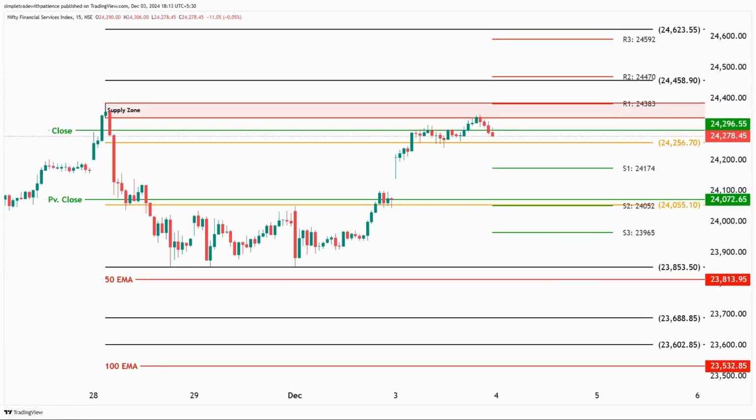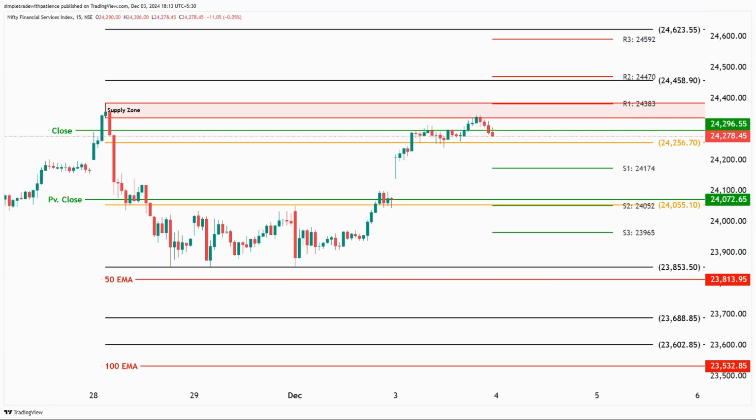Okay. Now, Finnifty, if you go ahead and take a look at it, it has closed at 24,296.55, a decent gain from the previous close of 24,072.65. Now, Finnifty, again, like Bank Nifty, is above the 50 EMA, which is at 23,813.96, 100 EMA at 23,532.87, and 200 EMA at 22,793.87. Now, this is a strong foundation for long-term moves. So let's go ahead and note down the key levels.